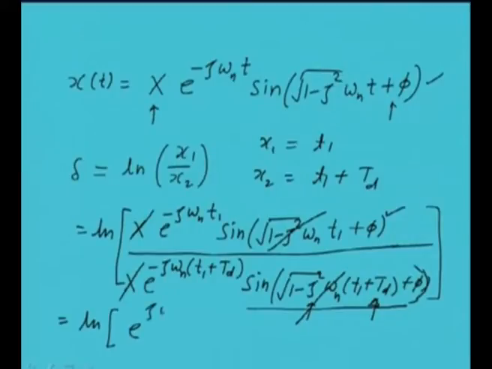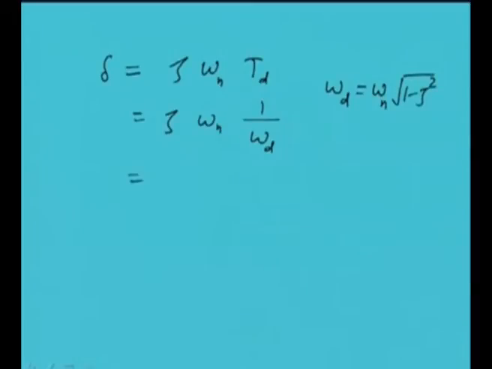a simpler expression, this one, because some of the terms here will also get cancelled, and this itself, because of the natural log, will be zeta omega n td, that is what we are calling the logarithmic decrement. Now this logarithmic decrement, again I am writing here zeta omega n td, and td, as we already know, is 1 by omega d, damped natural frequency. This is the undamped natural frequency. We have this relationship between the damped and undamped natural frequency. This we can use here.